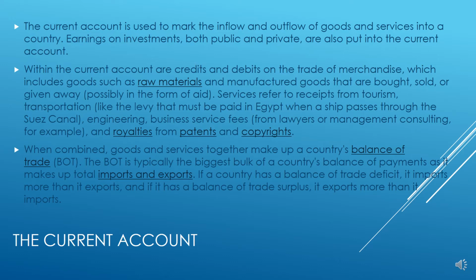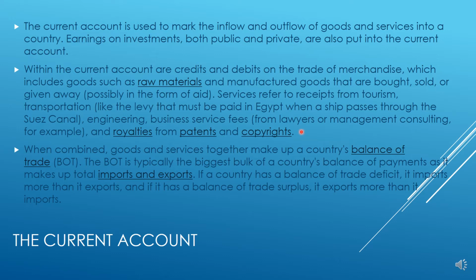The current account is used to mark the inflow and outflow of goods and services into a country. Earnings on investments, both public and private, are also put into the current account. Within the current account are credits and debits on the trade of merchandise, which includes goods such as raw materials and manufactured goods that are bought, sold, or given away. And when are they given away? In the form of aid.